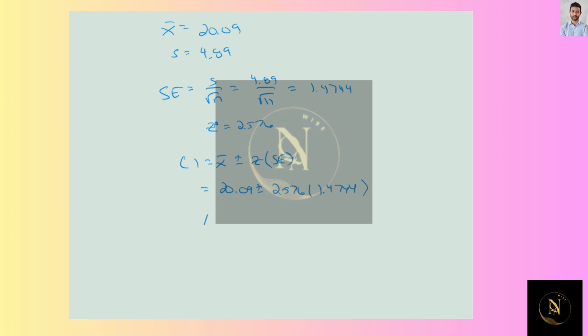And our lower boundary, we're going 2 places for the sample mean. I'll go to 2 places in the confidence interval. So 20.09 minus 2.576 times 1.4744 is 16.29. And the upper boundary from adding is 23.89.